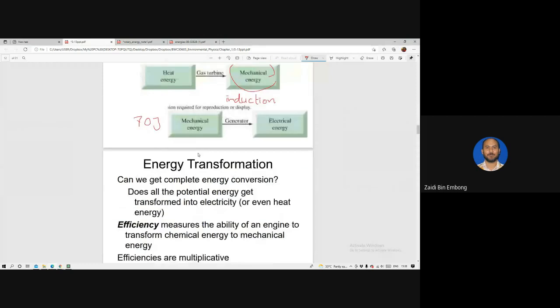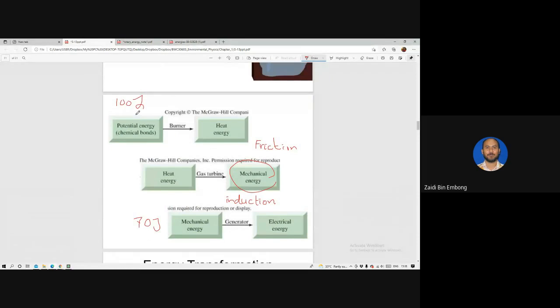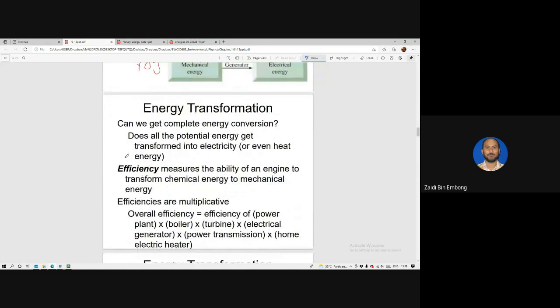Okay. In this example, from 100 joule, you cannot get 100 joule. It's impossible, but you can get maybe lower than that. Why? Because, as I said, there is a factor of energy loss contributed by this contact. So therefore, we have one term called energy efficiency.